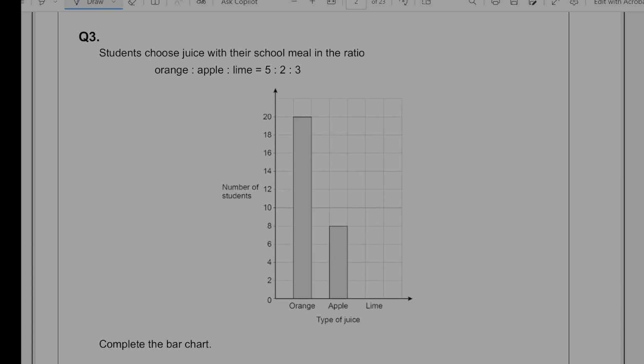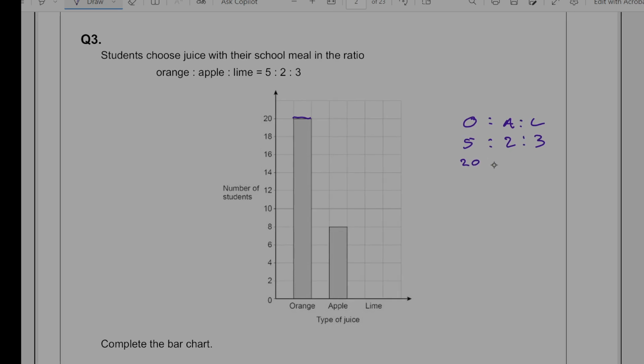Right, question 3. Students choose juice with their school meal in a ratio of orange to apple to lime, 5 to 2 to 3. We've got the number of students, complete the bar chart. Okay, so the way I'm going to do this is if I put this back in as orange, apple and lime, and we've got the ratio 5 to 2 to 3, and we know that this total here is 20, and also just to help us out a little bit, we know that this total here is 8, so we can check that those are right.